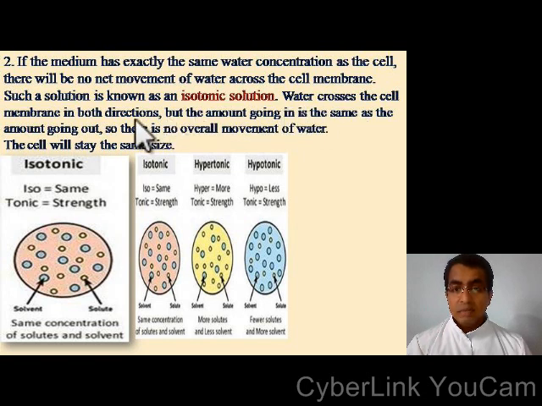Water crosses the cell membrane in both directions, but the amount going in is the same as the amount going out. So there is no overall movement of water. The cell will stay the same size. The cell will remain as it is.